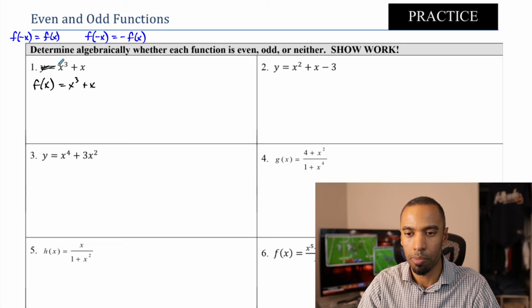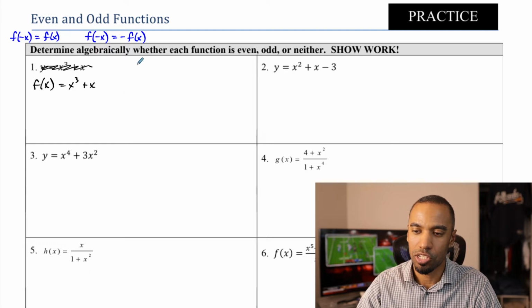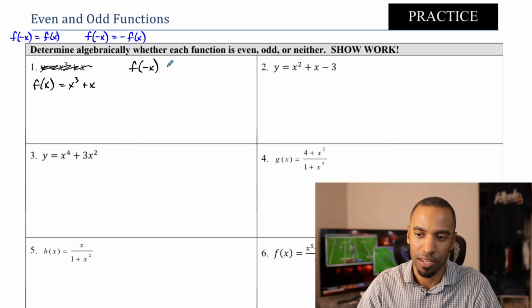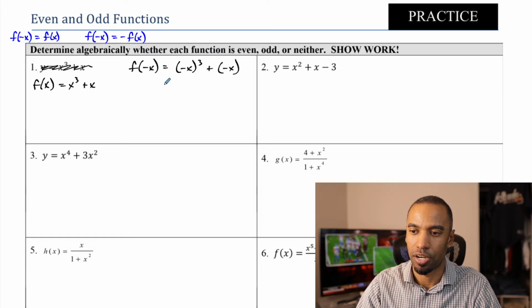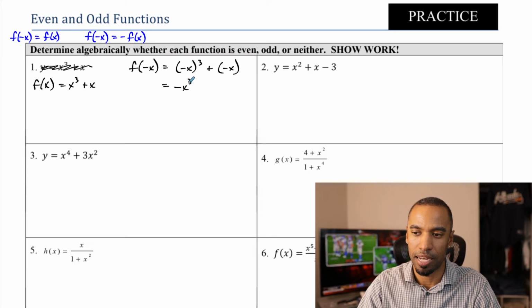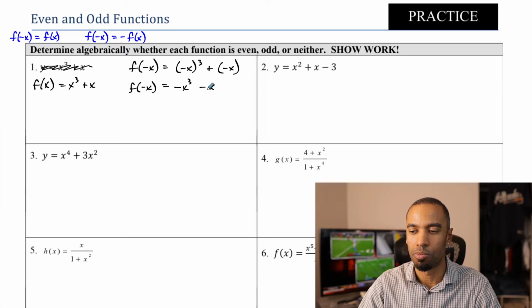So if this is considered to be f of x right here, let's see what happens when we take f of -x. So we're going to cube -x here, and then we're going to add a -x here. Now, cubing a negative value results in a negative number. So that'll be -x cubed, and then plus a -x is minus x. So f of -x equals -x cubed minus x.